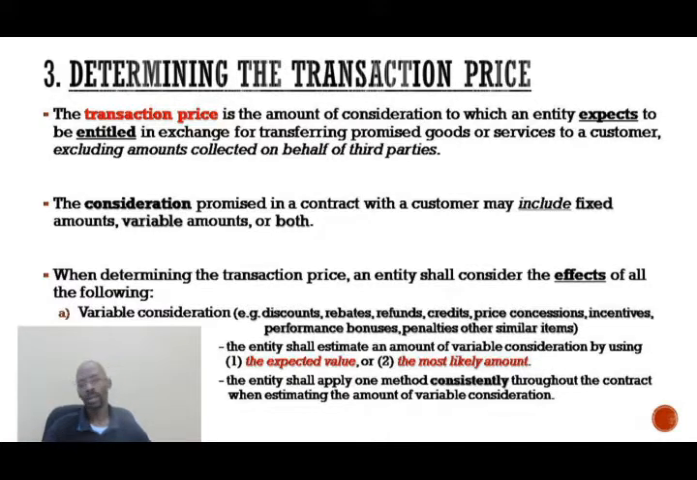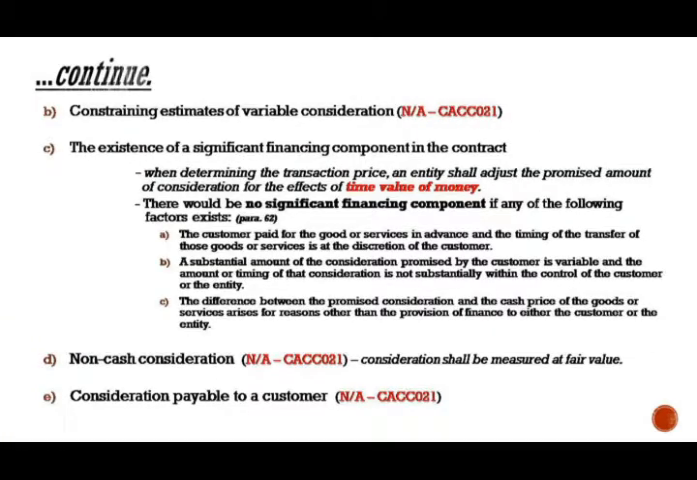And then the next thing which we need to take into account when we calculate the transaction price are the constraining estimates of variable consideration. When we do an estimate, whatever the limits or assumptions we are using to calculate our rebates, discounts, and penalties, then we need to take those constraints into account.